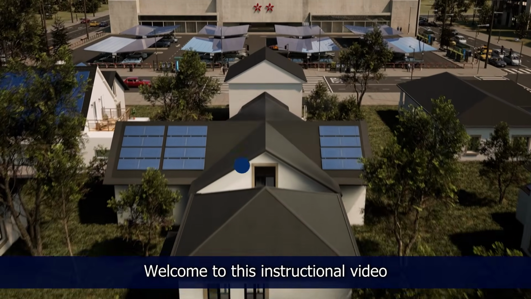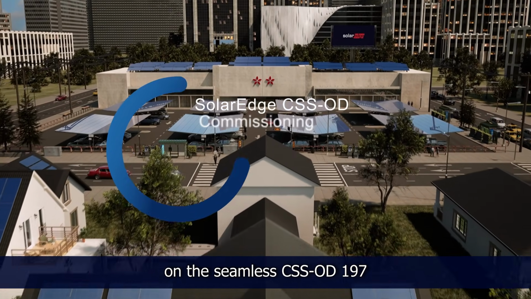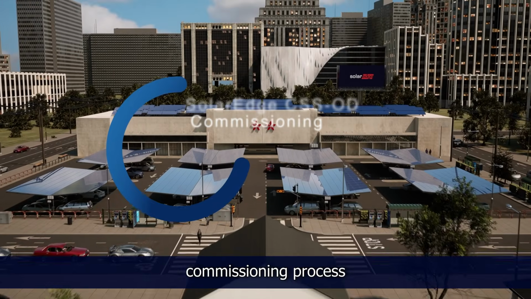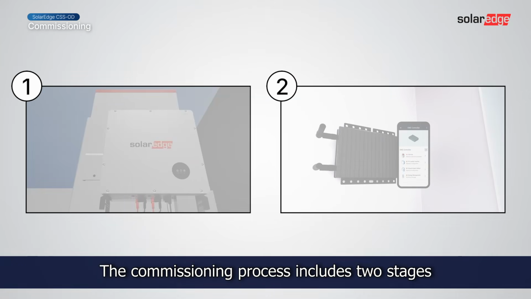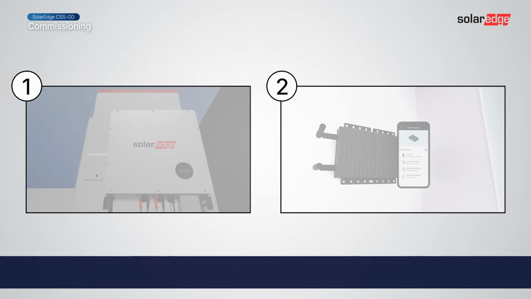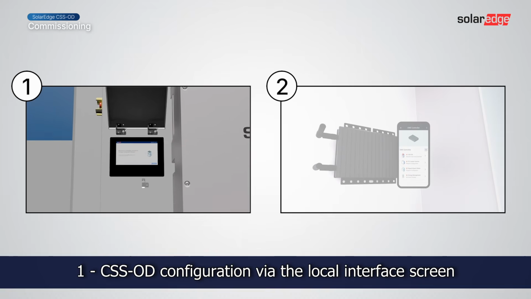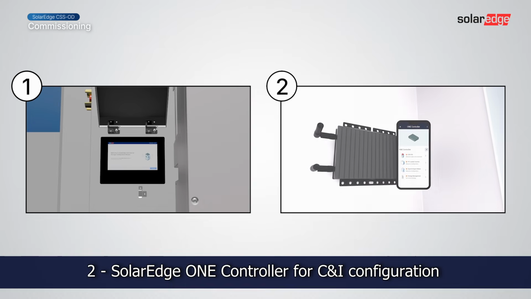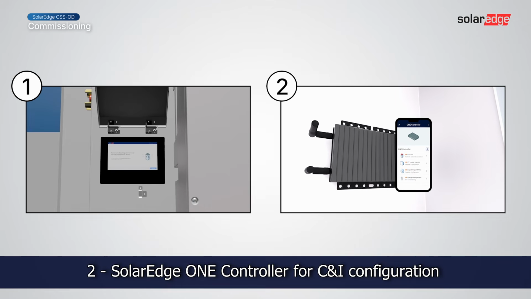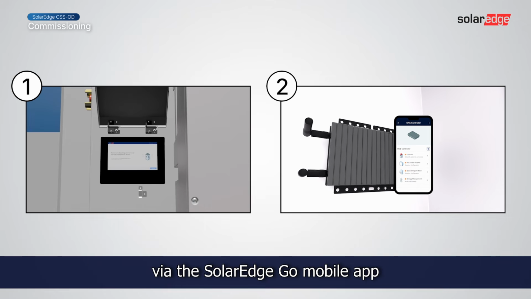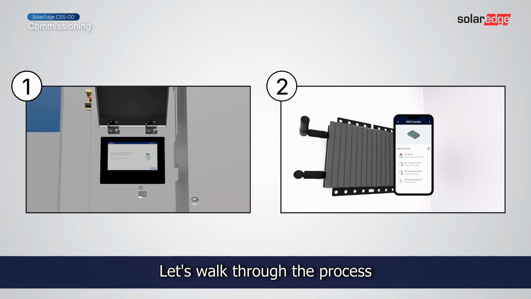Welcome to this instructional video on the seamless CSS-OD 197 commissioning process. The commissioning process includes two stages. 1. CSS-OD configuration via the local interface screen. 2. SolarEdge ONE Controller for C&I configuration via the SolarEdge Go mobile app. Let's walk through the process.